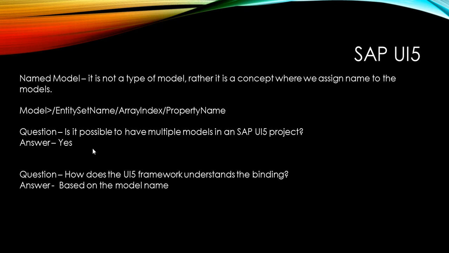Then we have also seen certain questions. Is it possible to have multiple models in an SAP UI5 project? We have seen that we have created two different models, how we have connected those models, and the binding of those models. Then we had another question which talks about how the UI5 framework understands the binding. We have given an example that we perform the naming of those models. That's how the concept of named model comes into the picture.